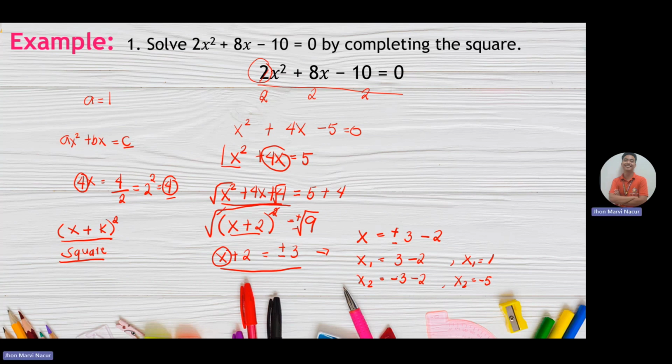How did it become negative 5? Like signs, you simply add and then copy the sign. 3 plus 2 is 5. And then both are negative, so that is negative 5. For our first example, the solution or roots of 2x squared plus 8x minus 10 is equal to 0 are 1 and negative 5.